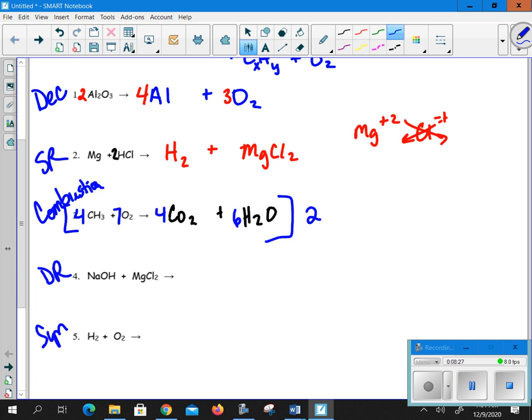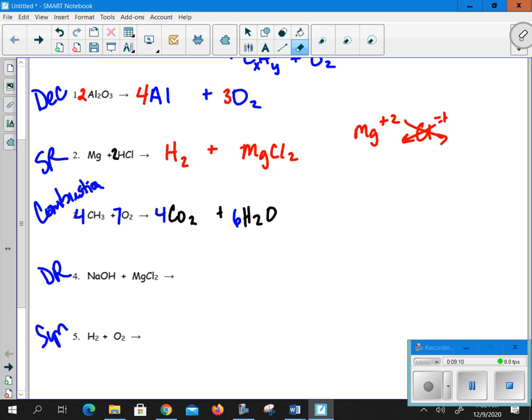So now I'm going to double check my count here. All right. So I have 4 carbons and 4 carbons. 4 times 3 gives me 12 hydrogens. 6 times 2 also gives me 12 hydrogens. Okay. Then I have to look at my oxygens. So I have 4 times 2, which is 8, plus 6 times 1, which is 6. 8 plus 6 is 14, and 7 times 2 is also 14. So that gives me the same amount all the way through. So now it is balanced.